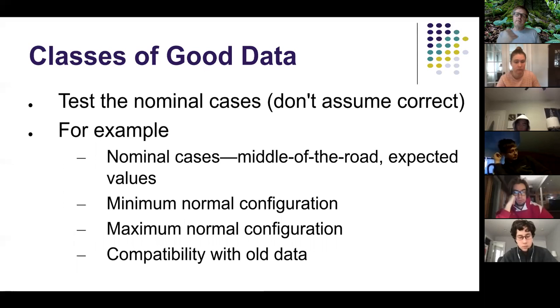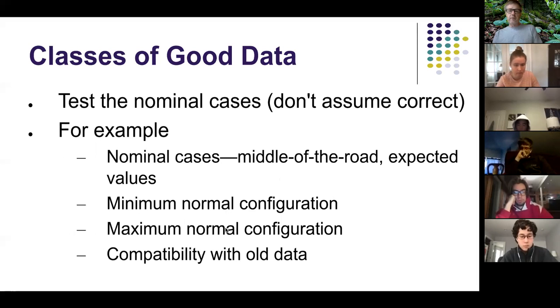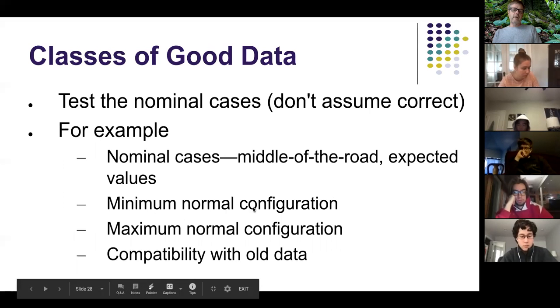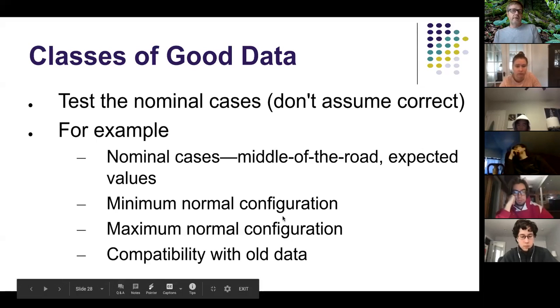Good data. For good data, test the nominal cases. In other words, test normal, typical cases. Don't assume that's going to work. So nominal cases: middle of the road, expected. Test the minimum normal, maximum normal, and then oftentimes you also want to test compatibility with old data, because it's not uncommon when you write a system and make a new version that it has to work with new things, but it also has to work with old things. And that can become pretty tricky, very tricky and very interesting.